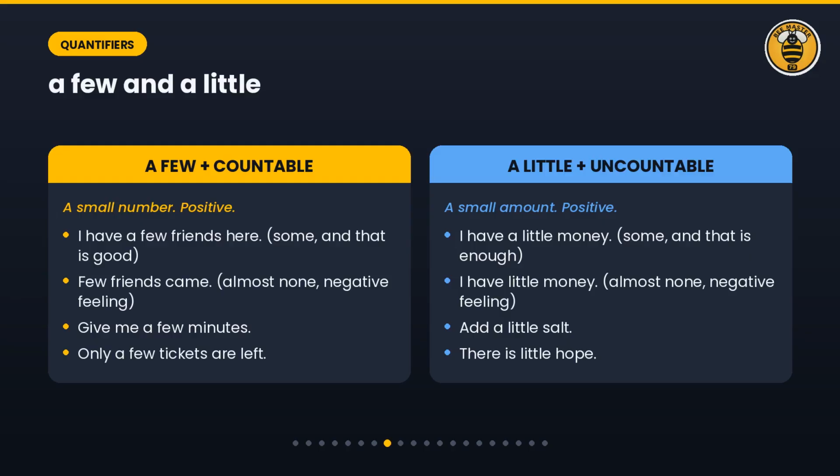Now a pair that carries real meaning. A few goes with countable nouns and a little goes with uncountable nouns. Both mean a small quantity and both sound positive. I have a few friends here means I have some, and that is fine. I have a little money means I have some, and it is enough. But watch what happens when you remove the word a. Few friends came means almost nobody came. I have little money means I am nearly broke. Without a, the feeling turns negative. So one tiny word changes the whole message.